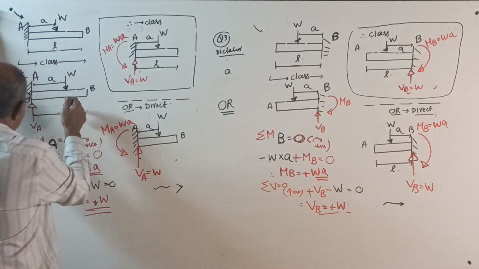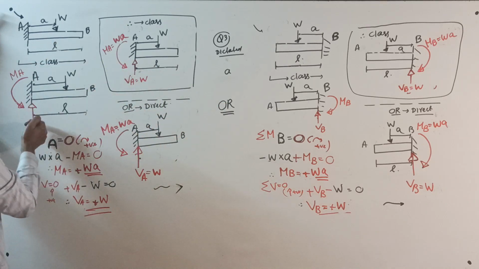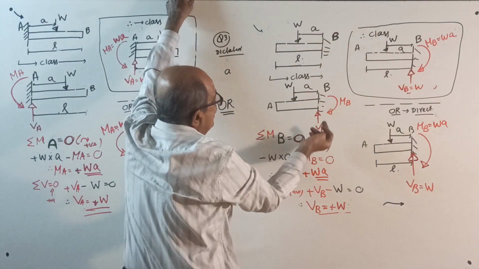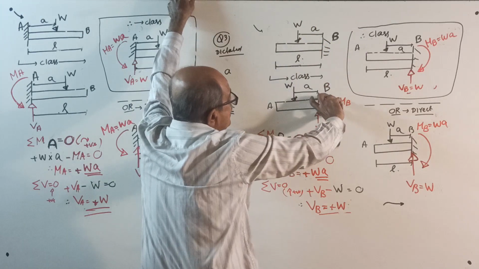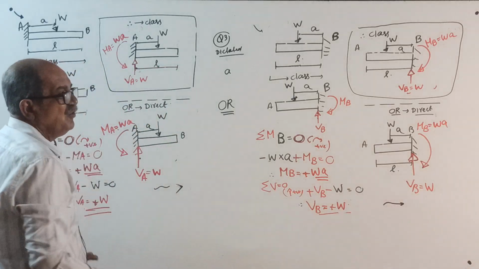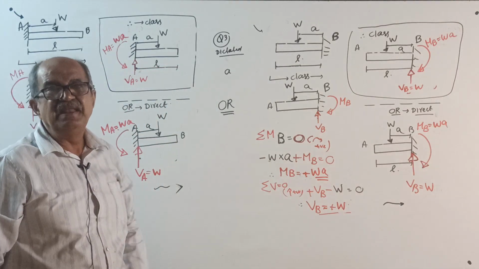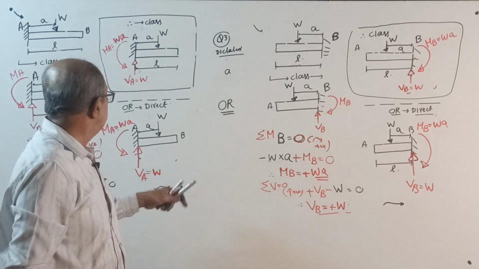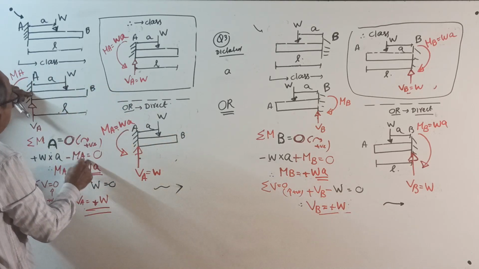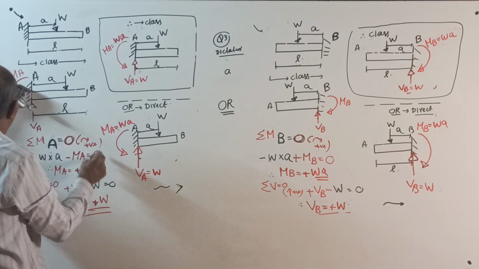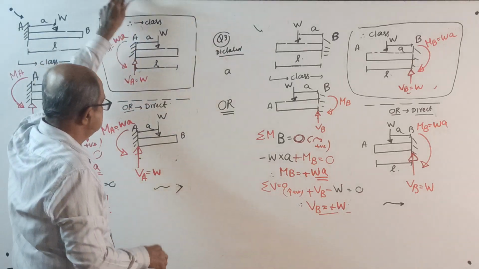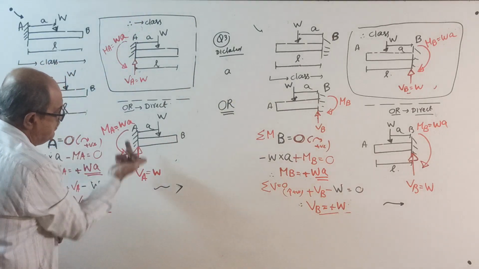Now, load down, reaction up, clockwise moment, anti-clockwise. Here, load down, reaction up, anti-clockwise moment, clockwise moment. Actually, that's all. I don't have to explain, I think. If I explain, someone will tell he is wasting time. See, sigma M about A equal to 0: plus W into a minus MA equal to 0, MA will come Wa. Sigma V equal to 0, VA will come W. Answer. Direct: down W, up W.